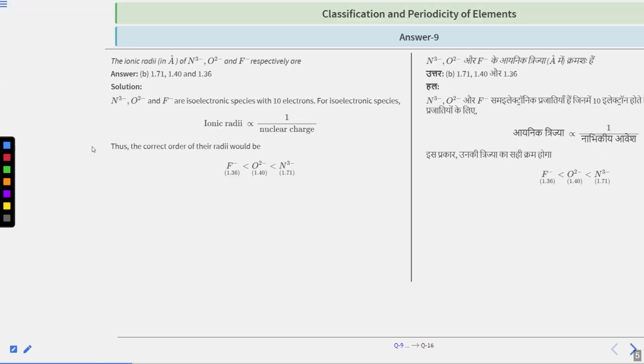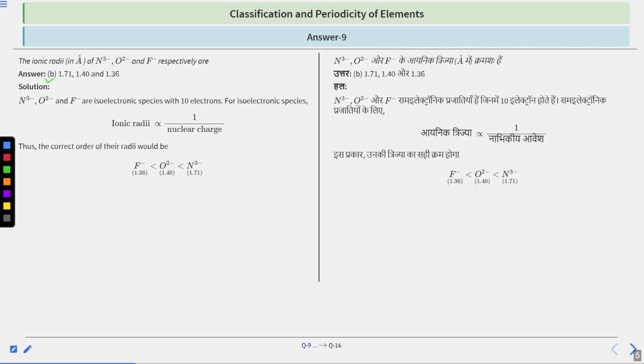Okay. Let's see the correct answer. So the correct answer is option B, that is 1.71, 1.40 and 1.36 are the ionic radii for the three ions given in the question. The nitrogen 3 negative, oxygen 2 negative and fluorine negative are isoelectronic species with 10 electrons. What is meant by isoelectronic species? Basically, species having the same number of electrons are known as isoelectronic species. So the three of them all have 10 electrons in them.